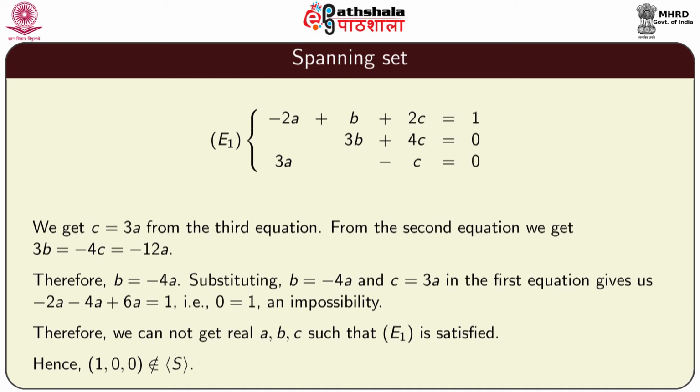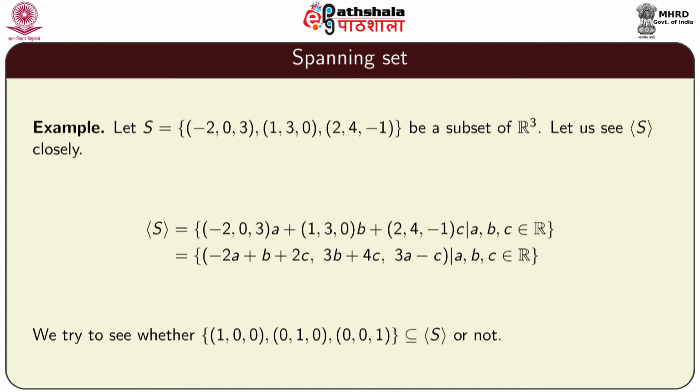Let me go back to the previous slide once. Span of S is the collection of such vectors: minus 2a plus b plus 2c, comma 3b plus 4c, comma 3a minus c, where a, b, c are varying in the set of real numbers. So, if you want 1, 0, 0 to be in span of S, that would mean that minus 2a plus b plus 2c should be 1, 3b plus 4c should be 0 and 3a minus c should be 0 for some choice of a, b, c in R.